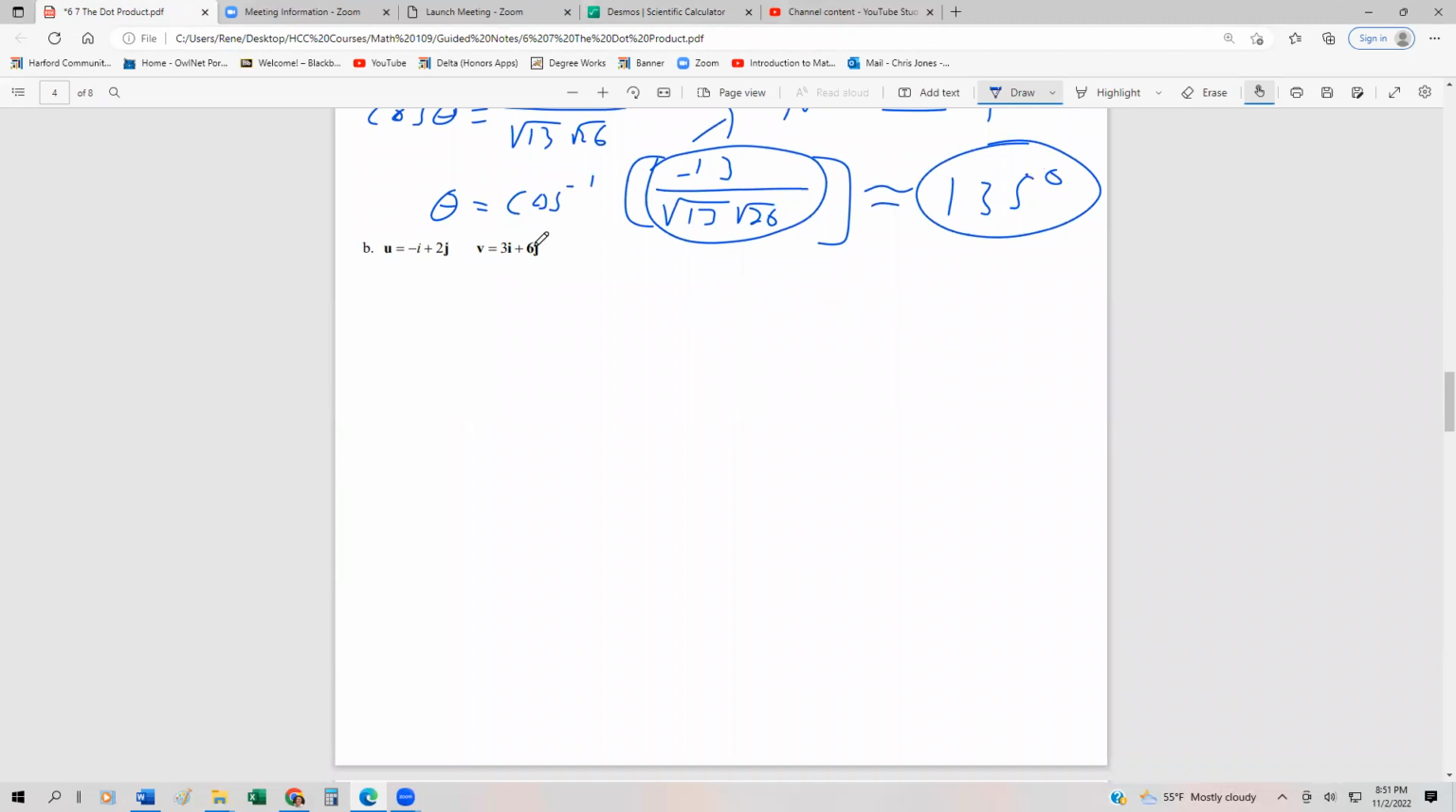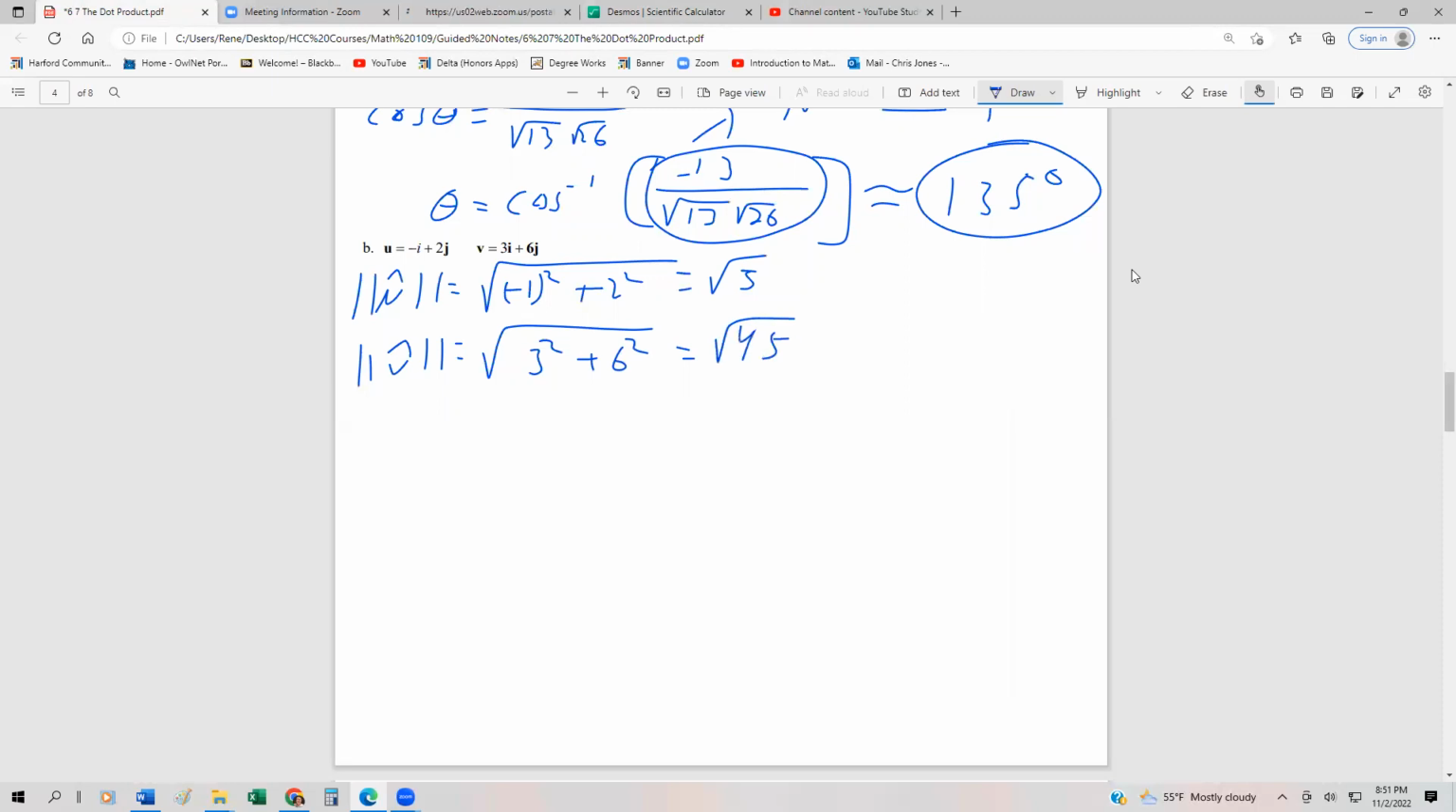So we have -1, 2, and 3, 6. All right, so the magnitude of u is going to be equal to the square root of (-1) squared plus 2 squared, which is √5. The magnitude of v is going to be the square root of 3 squared plus 6 squared, right? And that's going to be 9 plus 36, which is 45.